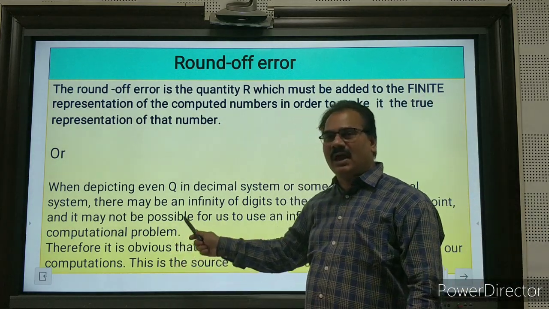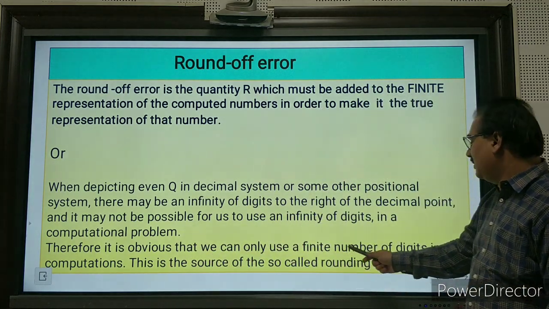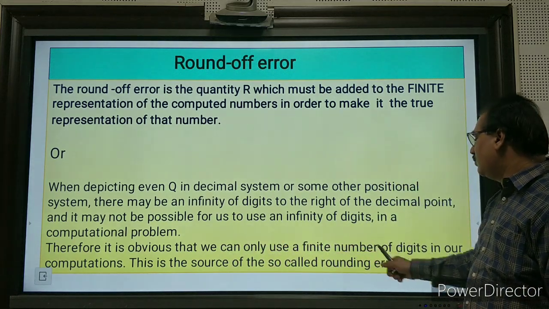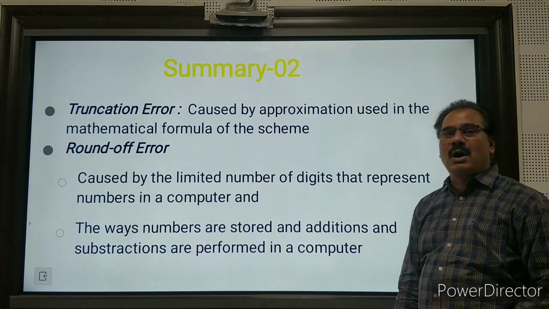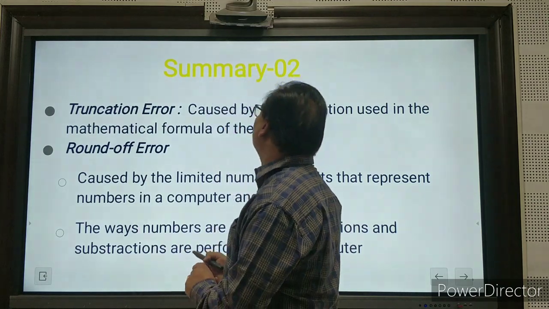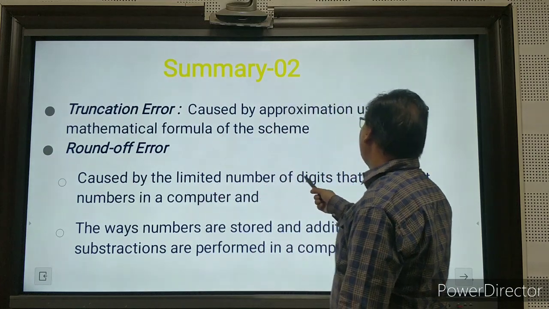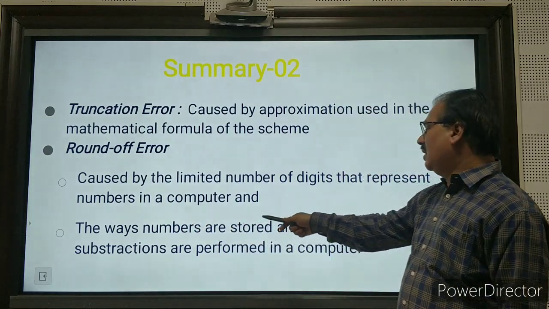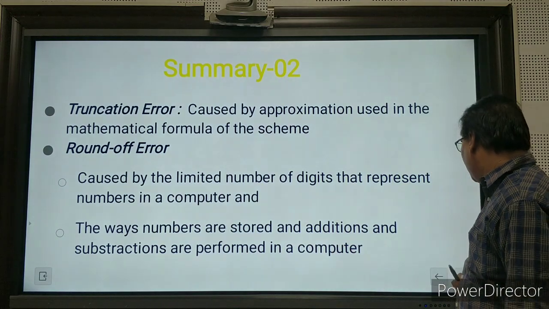So we get worried, and then what do we do? We round it off. Therefore, obviously we can only use a finite number of digits in our computations. This is the source of the so-called rounding error. So for our own sake of comfort, whenever we round off the digits, this arises. So round off error is caused by the limited number of digits that represent numbers in a computer, and the way numbers are stored and additions and subtractions are performed in a computer.